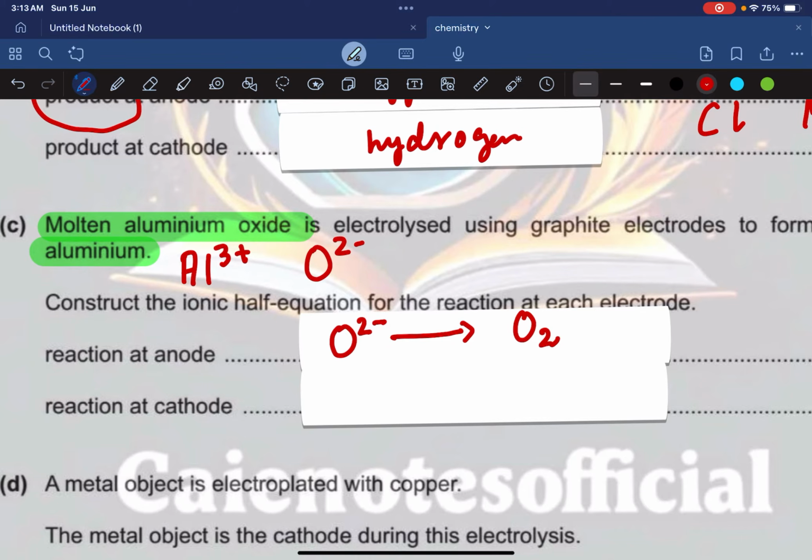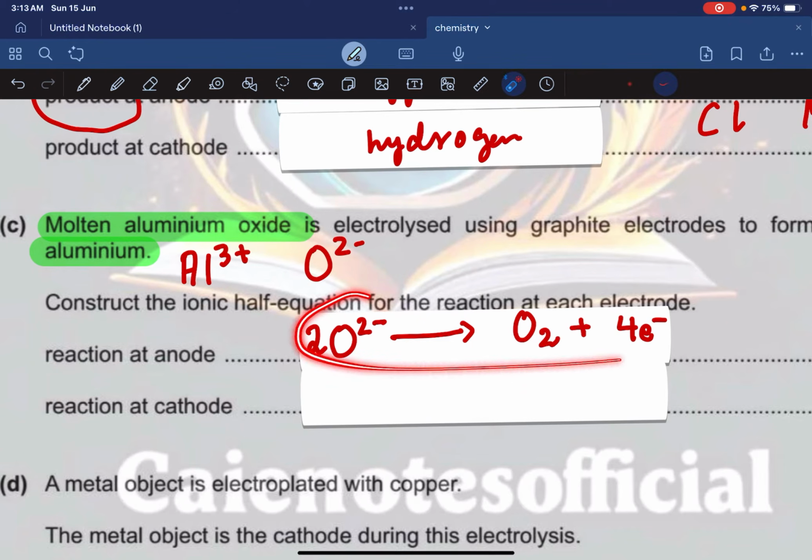Since we're forming O2 gas, to balance it out, we're going to put a 2 over here, plus, because one oxide is losing 2 electrons. One oxide is losing 2 electrons, so 2 oxides are going to lose 4 electrons. So that is the reaction at the anode.